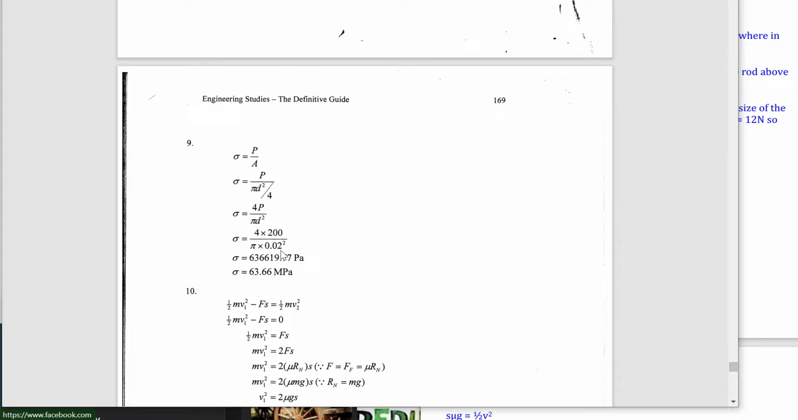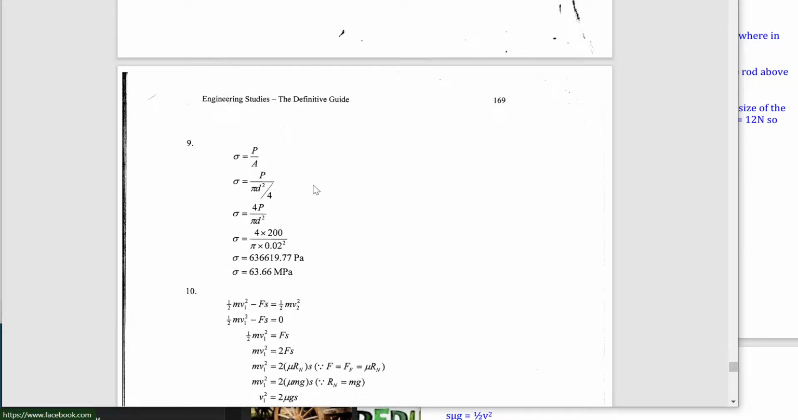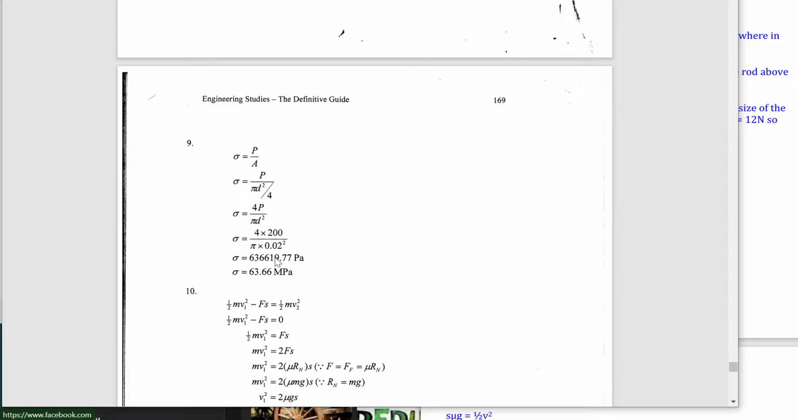So remember that it's 0.02, right? I just want to make sure that we're using the same units. They're writing that as 0.02, whereas the diameter is actually 2 millimeters. So 2 millimeters should be 0.002. That would be my take on that. Okay, so we're finding stress equals force over area.